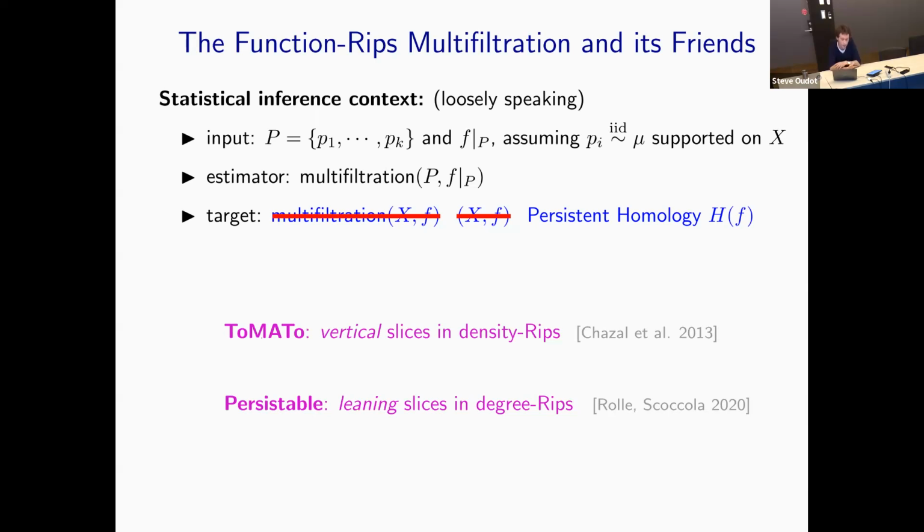It was actually considered already in the early 2010s, and there are two examples that I want to mention here, where such convergence guarantees as the ones we're aiming for were described. So one of them is Tomato, which is a clustering algorithm, where the function was a density function, or a co-density function, and what we were doing is building the density Rips, so the function Rips bifiltration, with the function being the density. And we were studying the convergence of vertical slices in that density Rips.